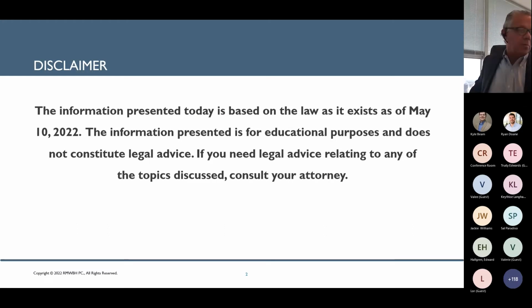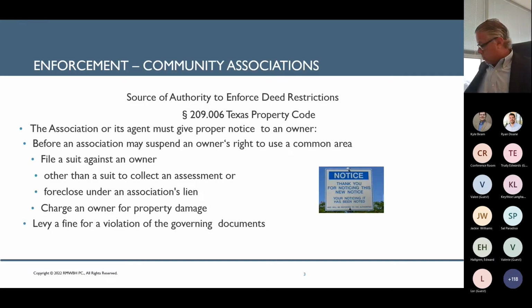There's our little disclaimer. Everything we're talking about today is based on what we know as of today, which, the way things go in Texas courts, could all change tomorrow. But the first thing we want to talk about is a reminder of something that's not new in the law. It's the 209 letter.